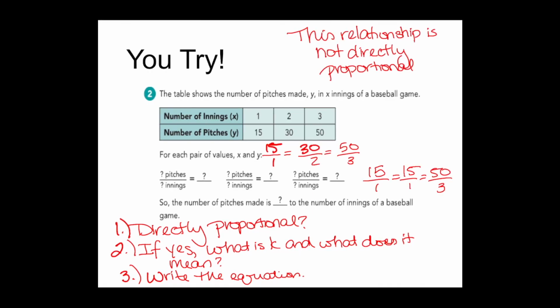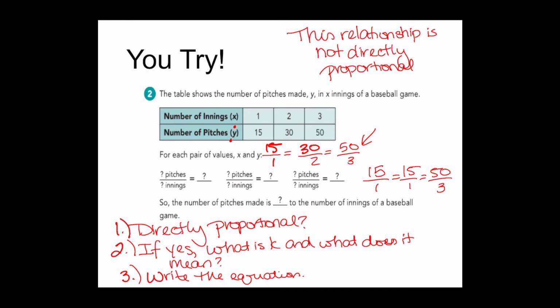In this example, we have our baseball number of innings compared to the number of pitches. And we wanted to know if the number of pitches is directly proportional to the number of innings. When I try to determine this, I set up my ratios here, and I compare y to x. So I have 15 over 1. So there were 15 pitches in the first inning. Then there were 30 pitches after the second inning, and 50 pitches after the third inning.